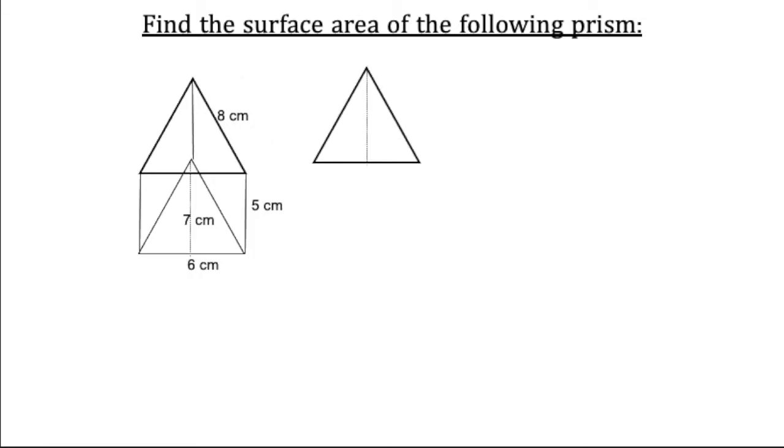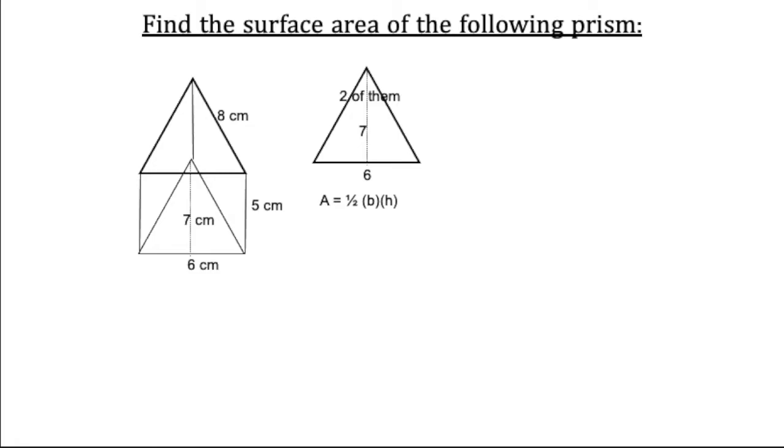So we have this triangle, which is the front one here, and the height of it is 7 centimeters, and its base is 6 centimeters. There are 2 of these, because there's this one and there's the one at the back, the one opposite it. So you calculate the area of this triangle and then multiply it by 2, and you will have sorted out two faces of this prism.